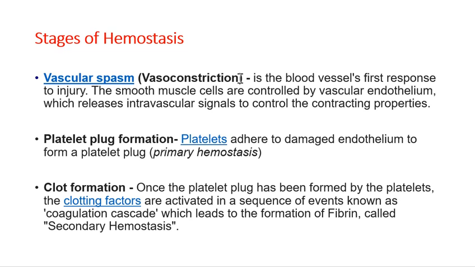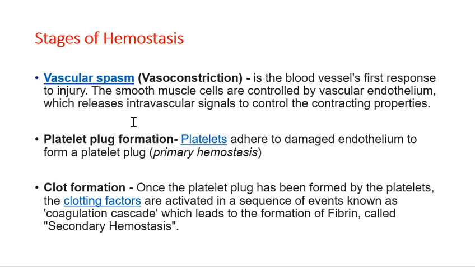So vascular spasm, if we see, is the blood vessel's first response to injury. Smooth muscle cells are controlled by the vascular endothelium, because the endothelium releases some signals or mediators which control the contractile property of smooth muscle, leading to vasoconstriction so that we can prevent the loss of blood.